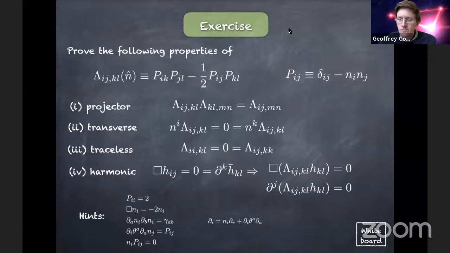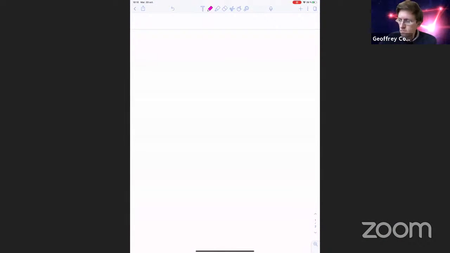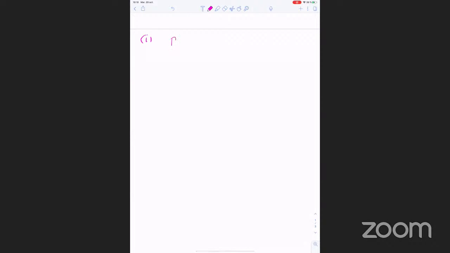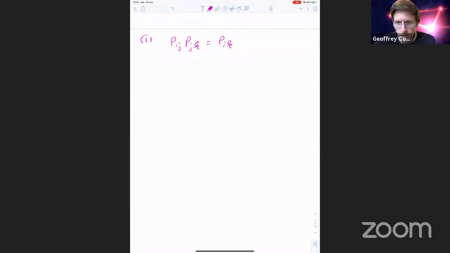So I think we should keep moving. So I'll do the correction here on the tablet. Do you see the tablet? Yes, okay. So let's first prove that P is a projector. I want to see something like this. So if I plug in a delta and P, delta jk minus nj and k.